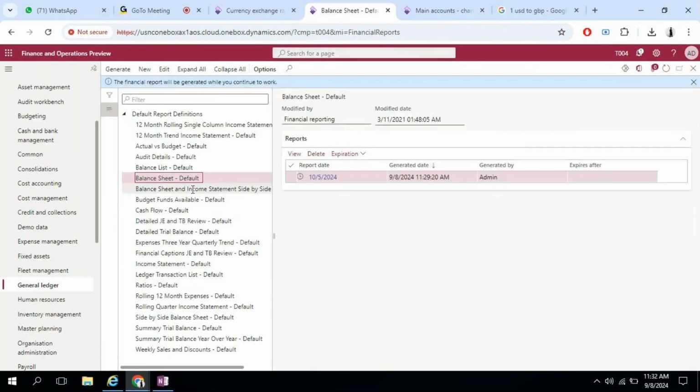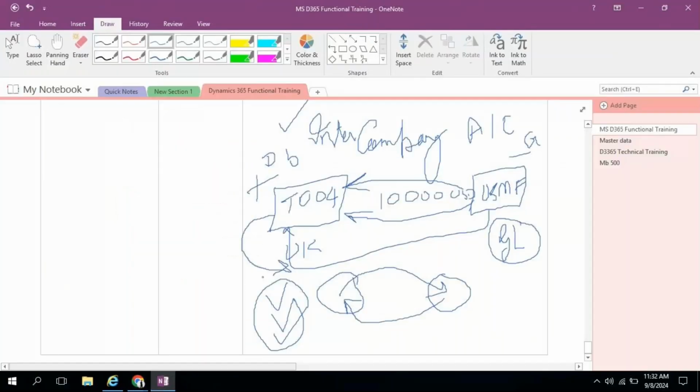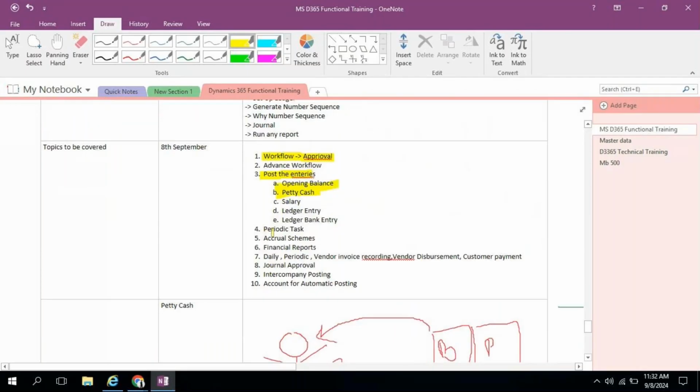We have the income statement. As I go forward, I will run the income statement as well. You can check what different reports are available to you. I hope this is clear now, the intercompany journal also. Now I will tick mark a few of the things. The workflow, this is done. Posting the entries, opening balance, petty cash, I will check if it is done or not. Periodic task, accrual scheme, I will take up in the next class.